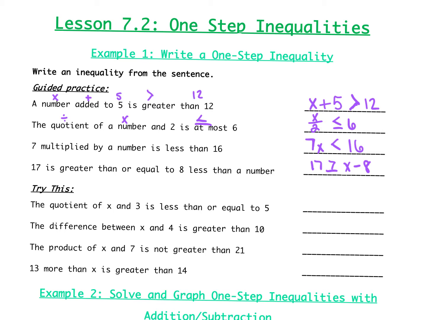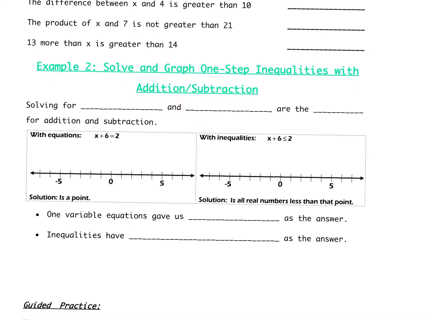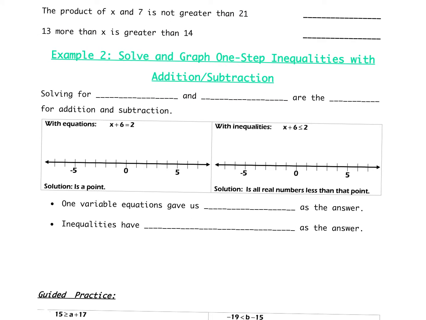Go ahead and try the next 5 now, or go ahead and do it after the video. Example 2 says solve and graph one-step inequalities with addition and subtraction. So solving for, and I'm going to just fill these out real quick and come right back. So solving equations and inequalities are the same for addition and subtraction. There's no difference. Literally, guys, it's just going to be a different symbol between them. Instead of an equal sign, you'll have an inequality sign.